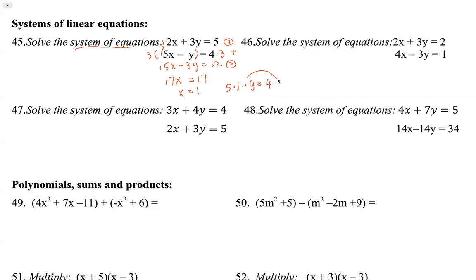Maybe you want to move negative y to the other side, it becomes positive y, right? We move positive 4 to the other side, become negative 4. 5 times 1, that's just 5. 5 minus 4, which is 1. So y also equals 1. So the solution for this system is x value is 1, y value is 1. So this is a solution. Solution is a point with x value first, with y value second.